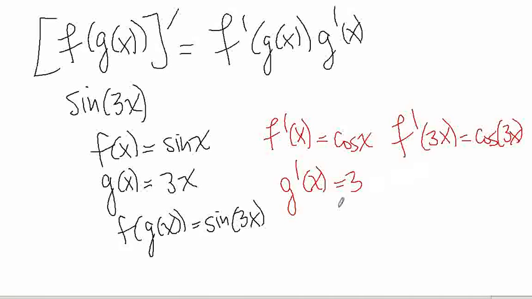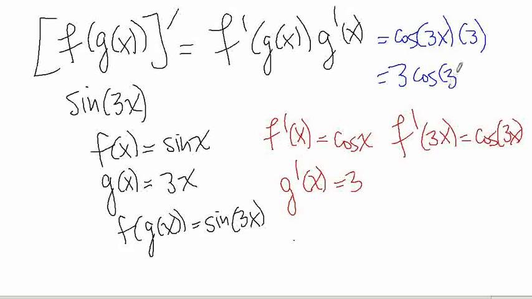Okay, so putting it all together, we get for our final formula, let's write it upstairs, upper right. Cosine of 3x times 3. Rearranging, we get 3 cosine 3x. That's probably the nicest way I could write it. All right.